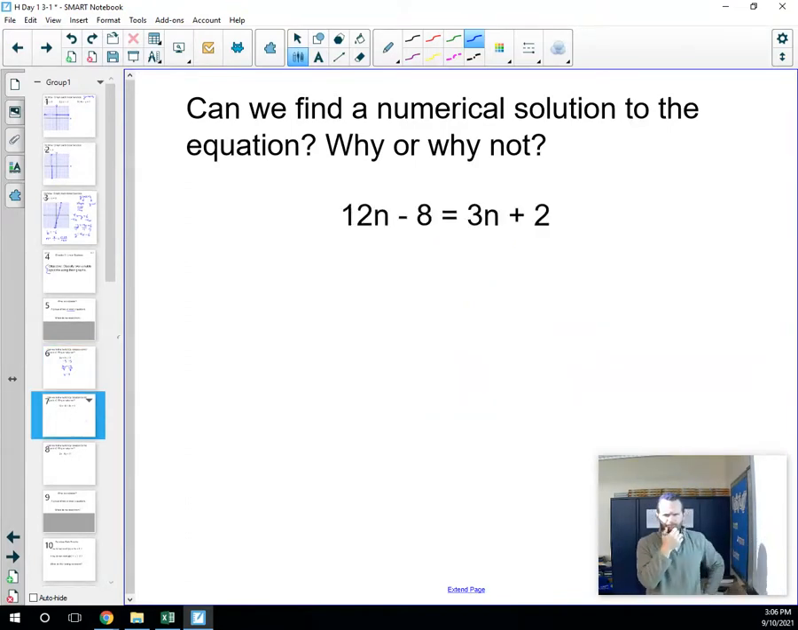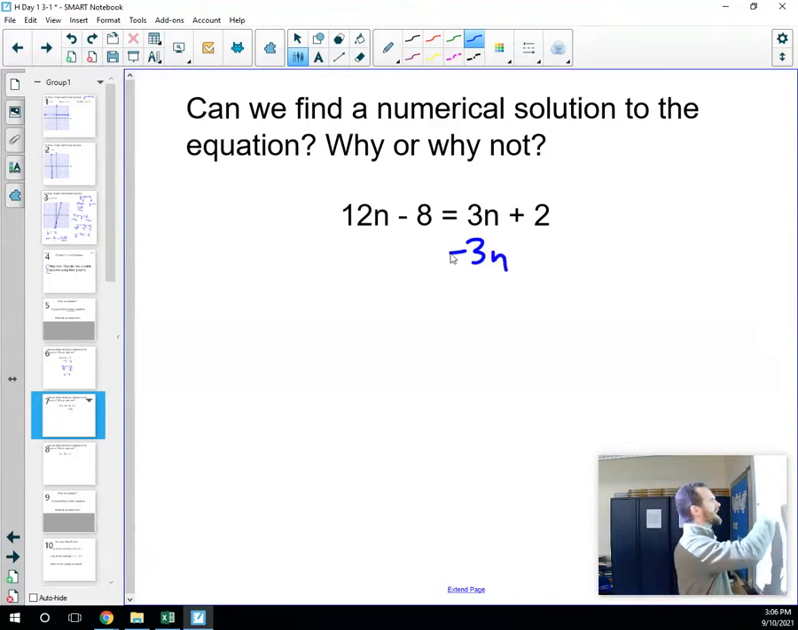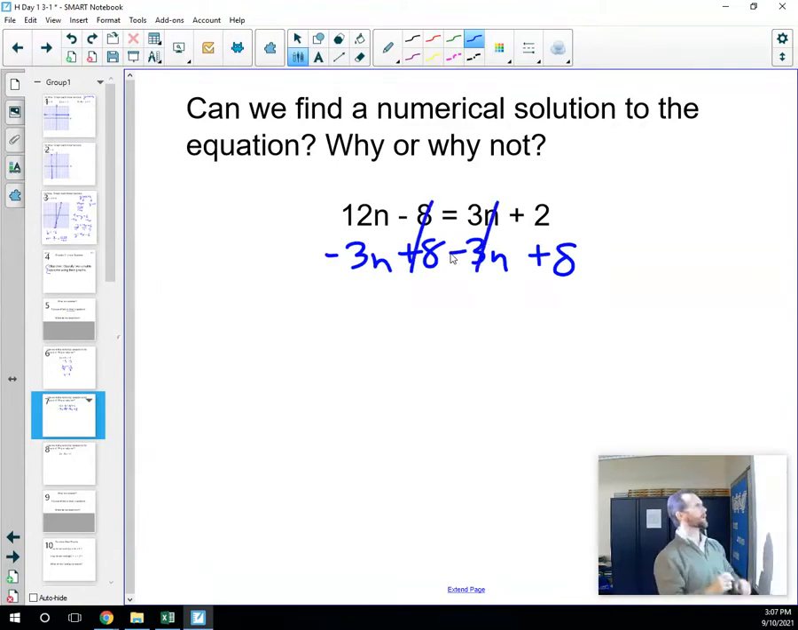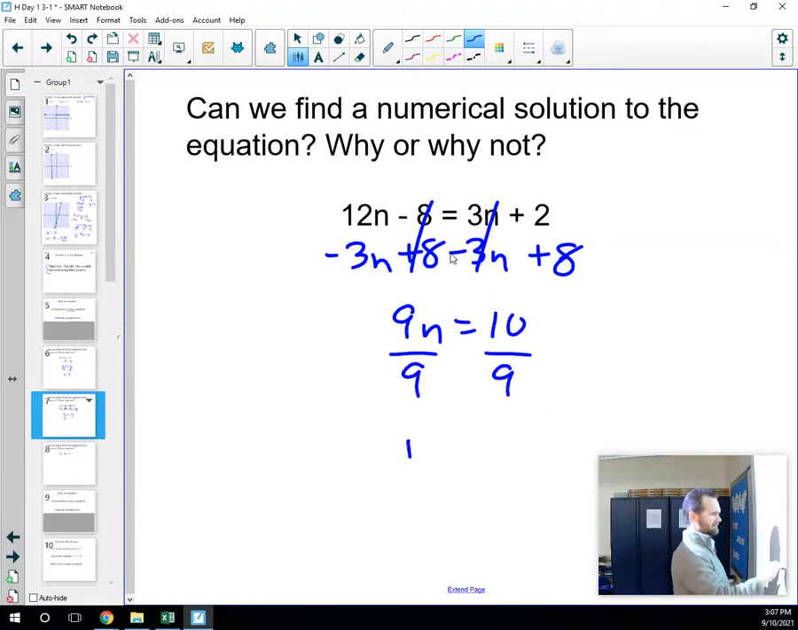Let's take a look at the next one. Here, same question, but now the equation is 12n minus 8 equals 3n plus 2. Could we find a number answer? Well, yeah, of course. I mean, we've got to combine like terms here. We can take away 3n from both sides. And tell you what, let's add 8 on both sides, because that'll cancel that out there as well, make this a little quicker. 12n minus 3n becomes 9n equals 8 plus 2 is 10. Oh, that's kind of an ugly number, 10 divided by 9, but that's still an answer. We still found a number answer there. So yeah, we can find a number answer.